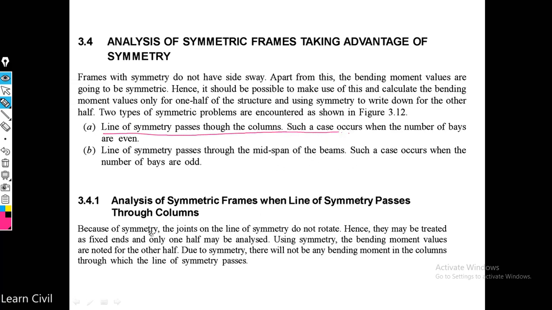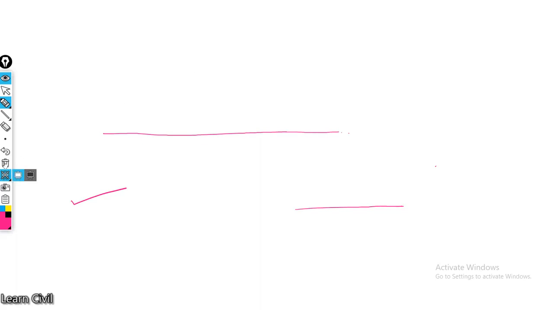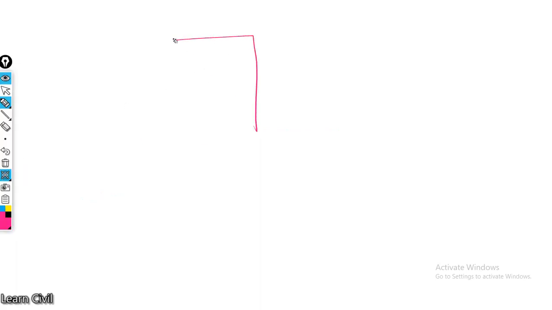Now, because of this symmetry, the joints on the line of symmetry do not rotate, and hence they may be treated as a fixed end. Let us consider we are having some frame like this, and you can see the total number of bays are 1 and 2. That is, 2 bays are there.